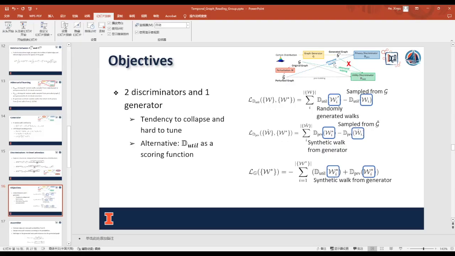So when we are doing the adversarial training, we only need to train the min-max game between the graph generator and the privacy discriminator. The privacy discriminator aims to distinguish the walks from the generator and the walks from the perturbed graph, to preserve the privacy of the perturbed graph. And the generator tries to fool the two discriminators and maximize its scores from them.